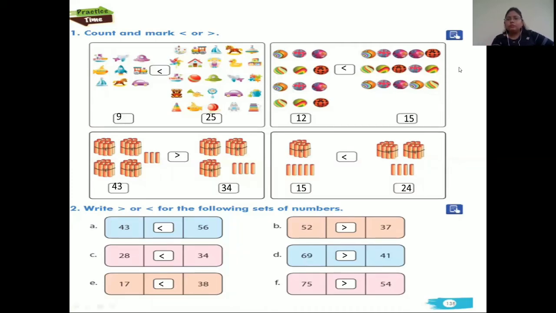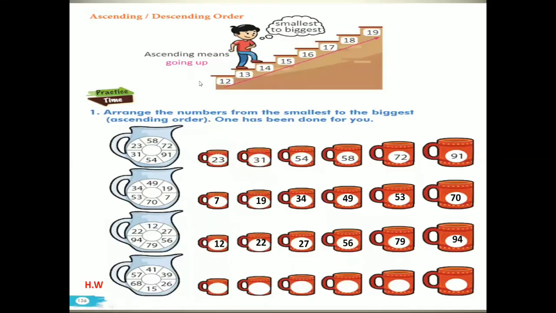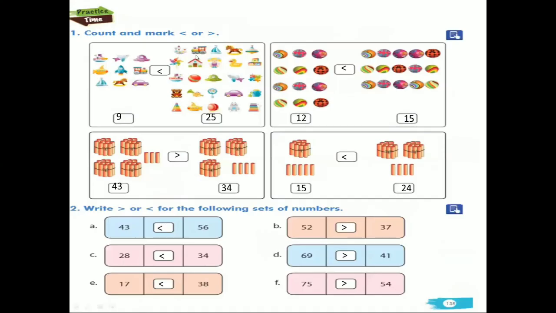Okay, so how can you do it? The first thing is, here we have to count how many images are given in this picture. So it will be 1, 2, 3, 4, 5, 6, 7, 8 and 9. So it will be 9. And here when you count it, it will be 1, 2, 3, 4, 5, 6, 7, then 1, 2, 3, 4, 5, 6, 7, 8, 9, 10, 11, 12. So the total will be 25.